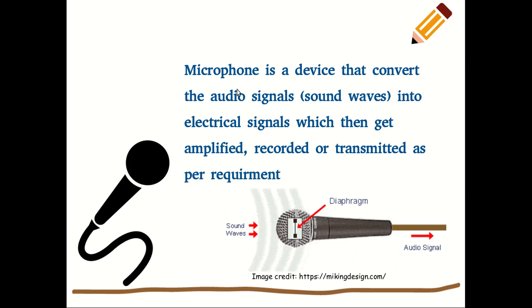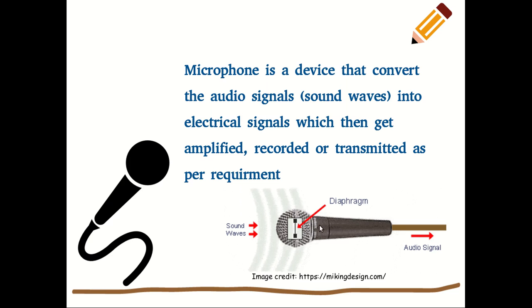A microphone is nothing but a device that converts audio signals, that is sound waves, into electrical signals. Thus, a microphone is a transducer that converts audio signals into electrical signals. These electrical signals will be amplified, recorded, or transmitted further as per the requirement.